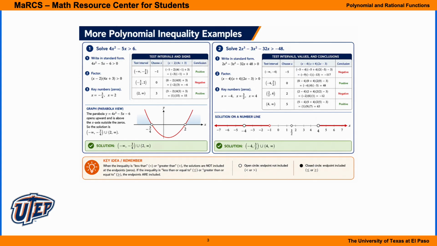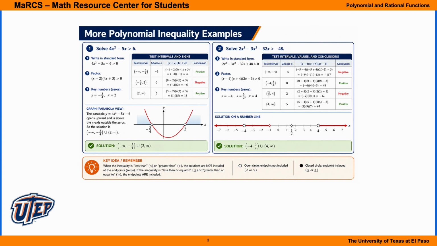Now we are given another example. Solve 2x cubed minus 3x squared minus 32x minus 48. So first we write in standard form, meaning we move the negative 48 to the left-hand side, so that we'll have the function on the left-hand side greater than 0. Now we can factor the function, so 2x cubed minus 3x squared minus 32x plus 48 is equal to x minus 4 times x plus 4 times 2x minus 3.